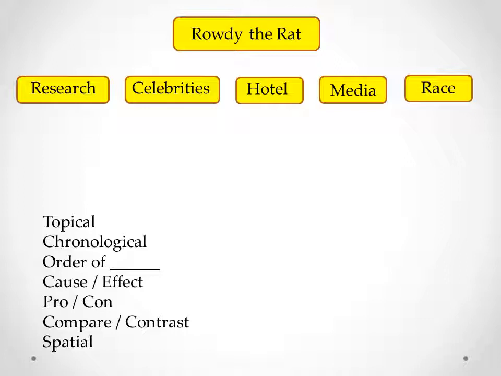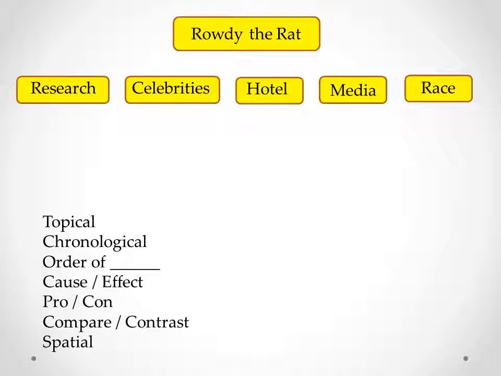So the Rowdy the Rat story focused on a couple of different main items. We talked about research and the researcher. We talked about celebrities and their involvement in this and getting behind the cause of helping these children. We talked about the hotel and the fact that they did crazy publicity stunts. We talked about the media and their relationship with the hotel, that they couldn't come in, but they could only come in for this one day if they were going to record the race or report on the race. And then we talked about the animal race itself.